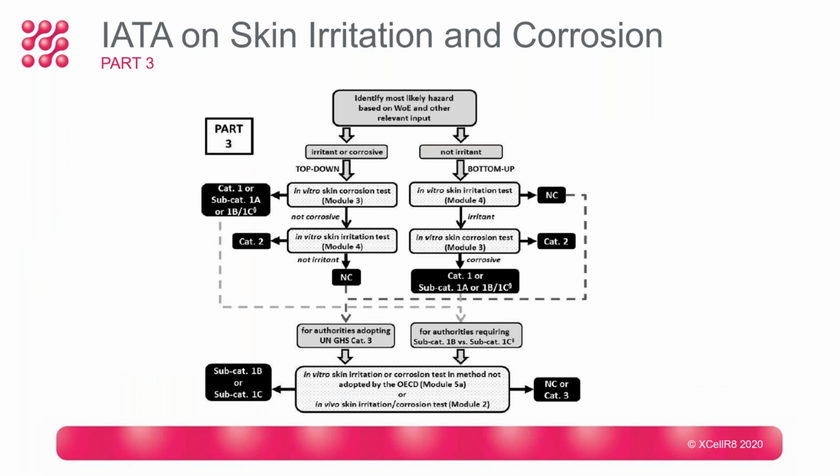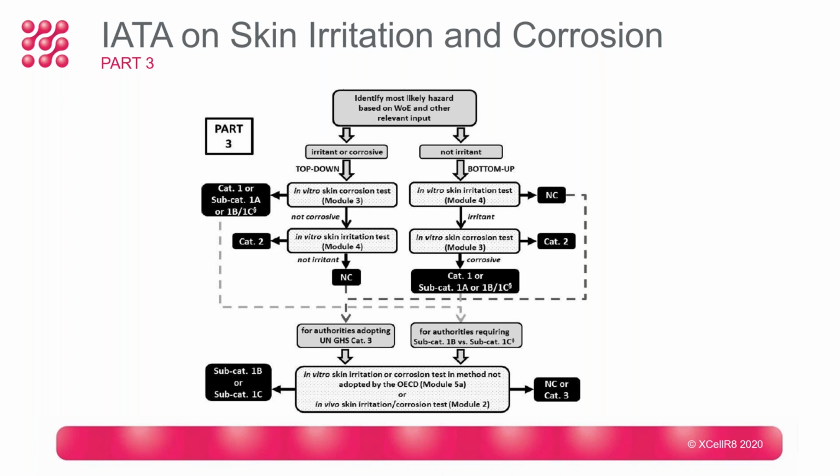Once we've identified the most likely outcome of the test based on our weight of evidence, that then dictates the testing approach to take. And if we're expecting the chemical to be an irritant or corrosive, we would follow what's known as the top-down approach, whereby we start with a skin corrosion test, and that would be the in vitro test that I'm going to go on to describe shortly. If we're expecting the chemical not to be an irritant or corrosive, we would go for the bottom-up approach, which actually starts off with a skin irritation test and only goes on to a skin corrosion test if required.